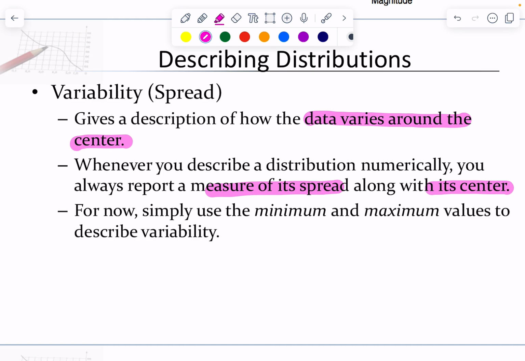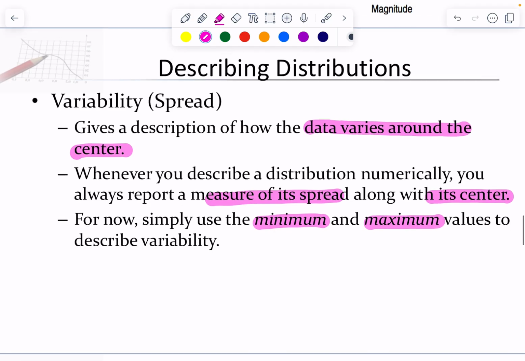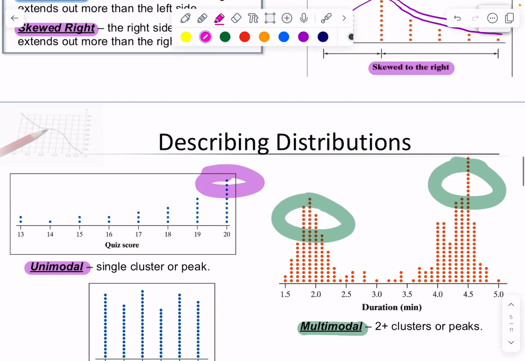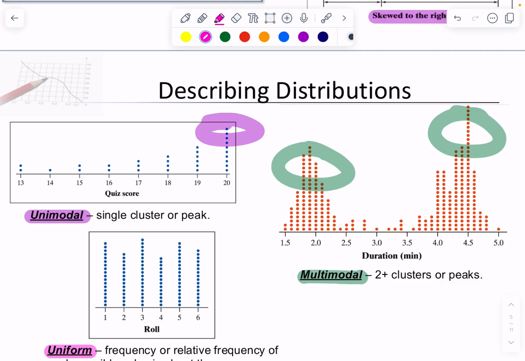So for right now, when we ask about variability, you're simply going to use that minimum and maximum value to describe the variability. We go from this value to this value, using the same units as in the problem itself. So if we were to look at a previous example, let's say we looked at the quiz scores here. As we look at those quiz scores, we would say as far as shape is concerned, it's unimodal, skewed left because of that elongated tail on the left side.